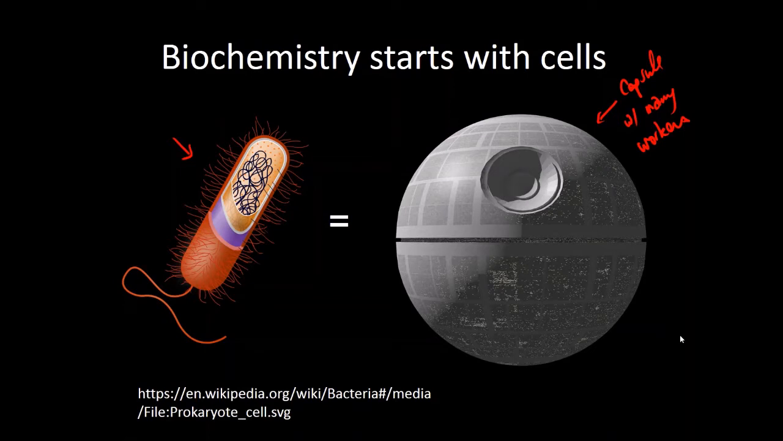In the Star Wars saga, the Death Star is evil. We're going to imagine that this is an evil cell. Evil. Which could be a bacterium that causes disease. Certainly not all cells are evil, but it'll help in this case to think of this as a bacteria that we want to kill.